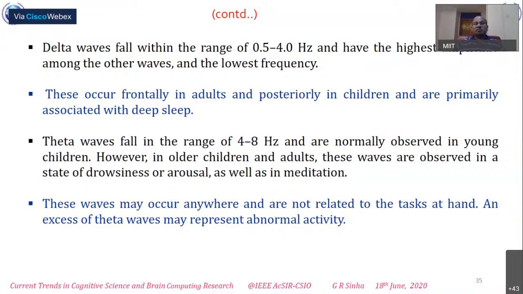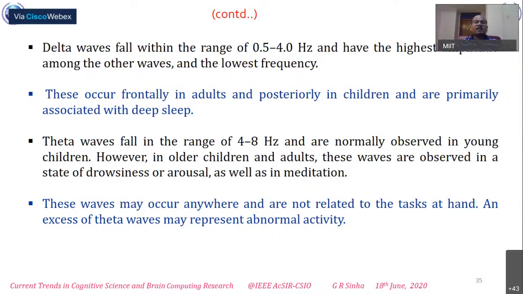For example, delta wave. The frequency range is from 0.5 to 4 hertz, very less. Highest amplitude and the lowest frequency. The delta wave has the highest amplitude and lowest frequency. These occur frontally in adults, posteriorly in children, and are primarily associated with deep sleep. So when someone is in deep sleep, mostly the pattern which is produced is known as delta wave. That pattern is generated while we are in deep sleep.